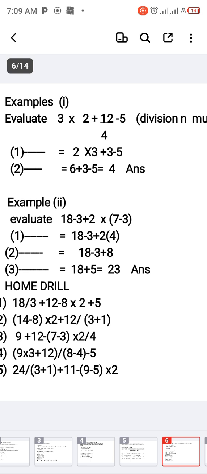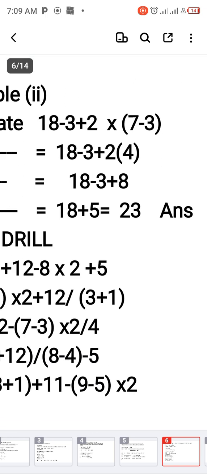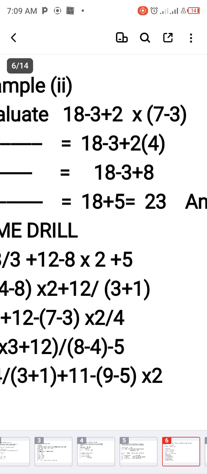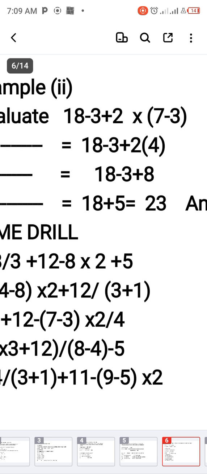Example 2. Evaluate 18 minus 3 plus 2 times open bracket 7 minus 3 close bracket. Simple. Here there is multiplication, there are brackets, there is no division and no order. According to the BODMAS rule, we resolve the one in the bracket first. So the one we'll do first is 7 minus 3, and we get the answer.